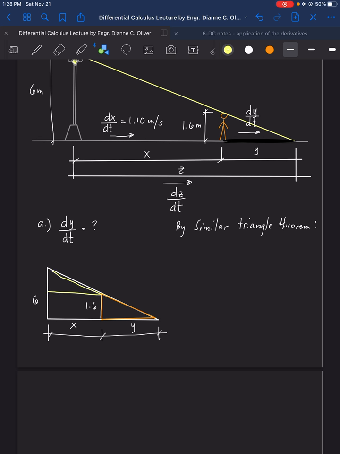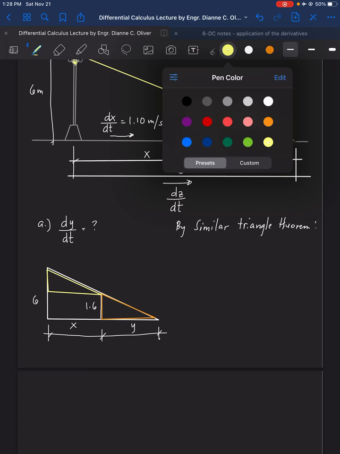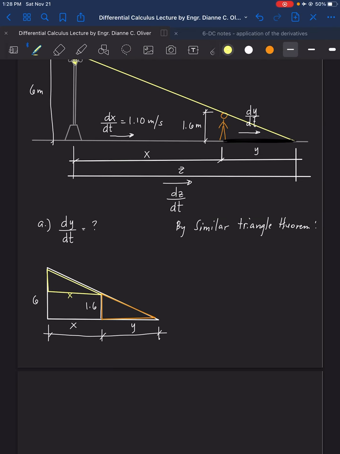There, which is this is also x. And how about this portion here? So this is 6 minus 1.6, and that is equal to 4.4. So the triangle here has 4.4 height, and then the base x. Then we have there 1.6 height, and then the base y.